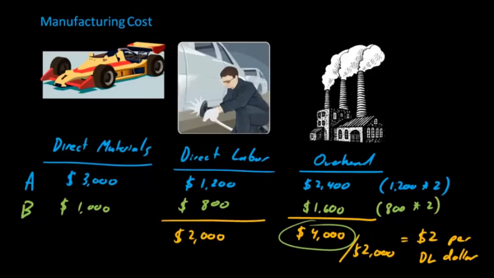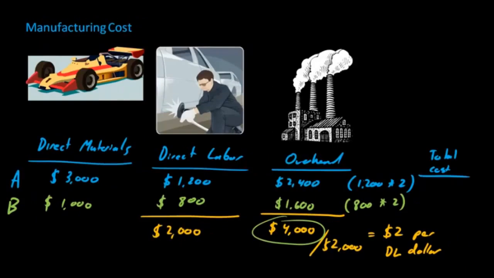So we allocate 2400 of the overhead to car A and 1600 to car B, and that totals to $4000 of total overhead. So you can see that that's one way that we could allocate overhead. We could allocate overhead based on direct labor. We could have done the same thing and allocated based on direct materials, or we could have come up with something completely different kind of allocation method. But the idea is that we want to find out what's driving the cost, and we have to come up with something and then allocate based on that.